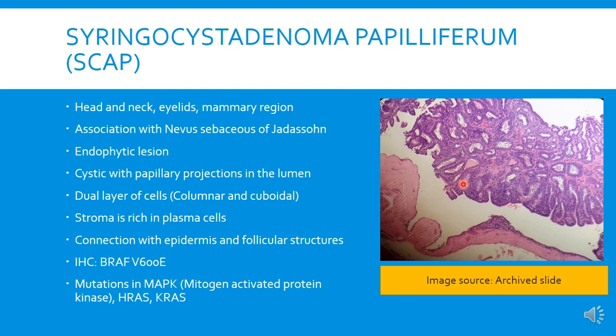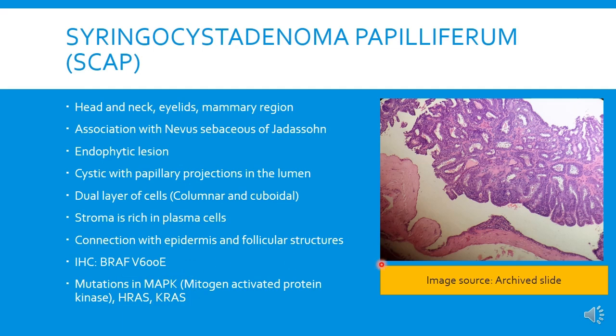There is a dual layer of cells, columnar cells surrounded by cuboidal cells. The stroma is characteristically rich in plasma cells, which helps you to differentiate it from hidradenoma papilliferum. And it has a connection with the epidermis and follicular structures. It is an endophytic tumor, so it is invaginating inside from the epidermis.